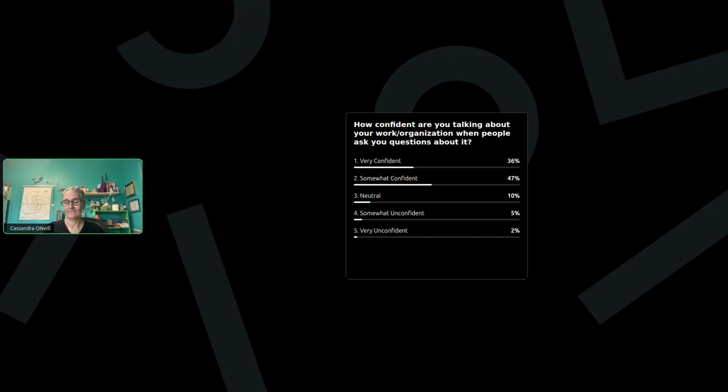Okay, we have 36% of people with very confident, 47% of people with somewhat confident, 10% with neutral, 5% with somewhat unconfident, and 2% with very unconfident.